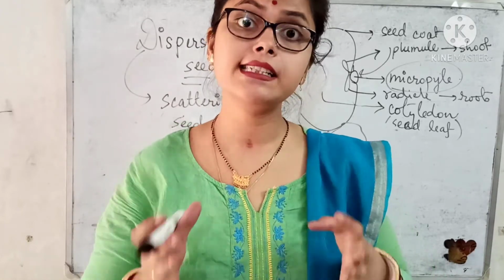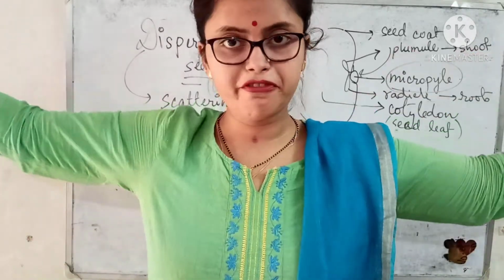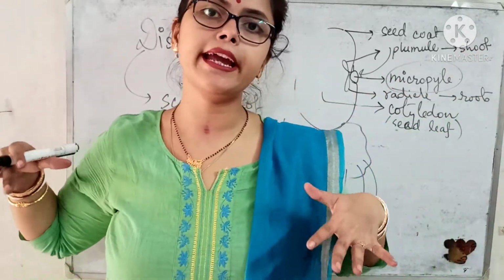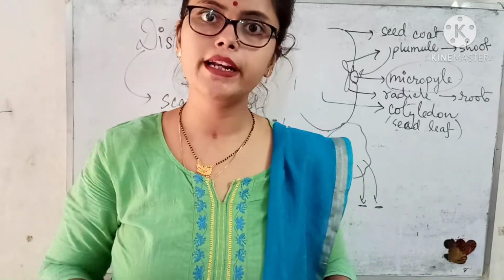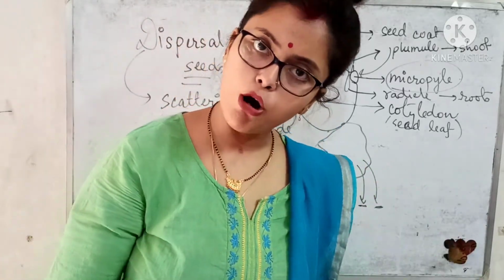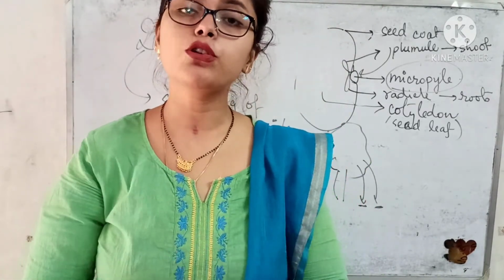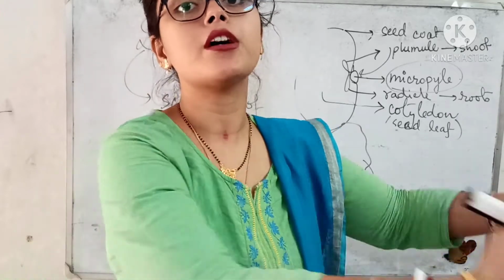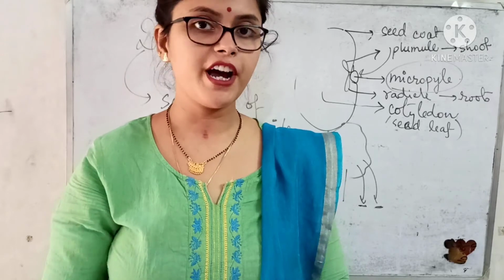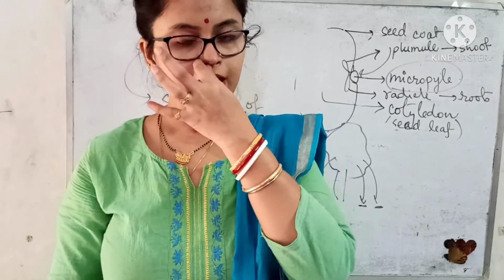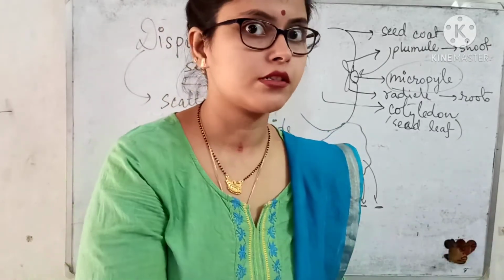So that is why the seeds must be scattered away from the parent plant, so that they may get their required space, their required soil, their required amount of water and minerals from the soil, so that they do not have to compete with others to live, to sustain, to survive. Okay? So this is the need for which the seeds must get dispersed.